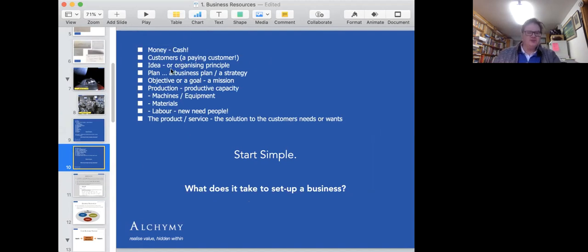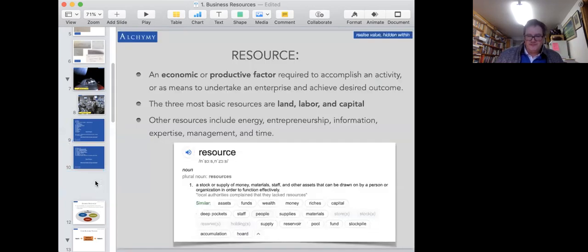Money, we had. Customers, we talked about. An idea, yes. I referred to that as an organizing principle, something that helps shape our activity. So it's not just that we simply buy a load of equipment, there's some sort of organizing principle, which is the idea behind it, that we have a plan, you mentioned that. We have some sort of objective, we have productive capacity, okay, which is the machines or the equipment and the materials, and most importantly, the labor that we need to produce the product or service, okay? So we refer to these as the resources in the business, okay?